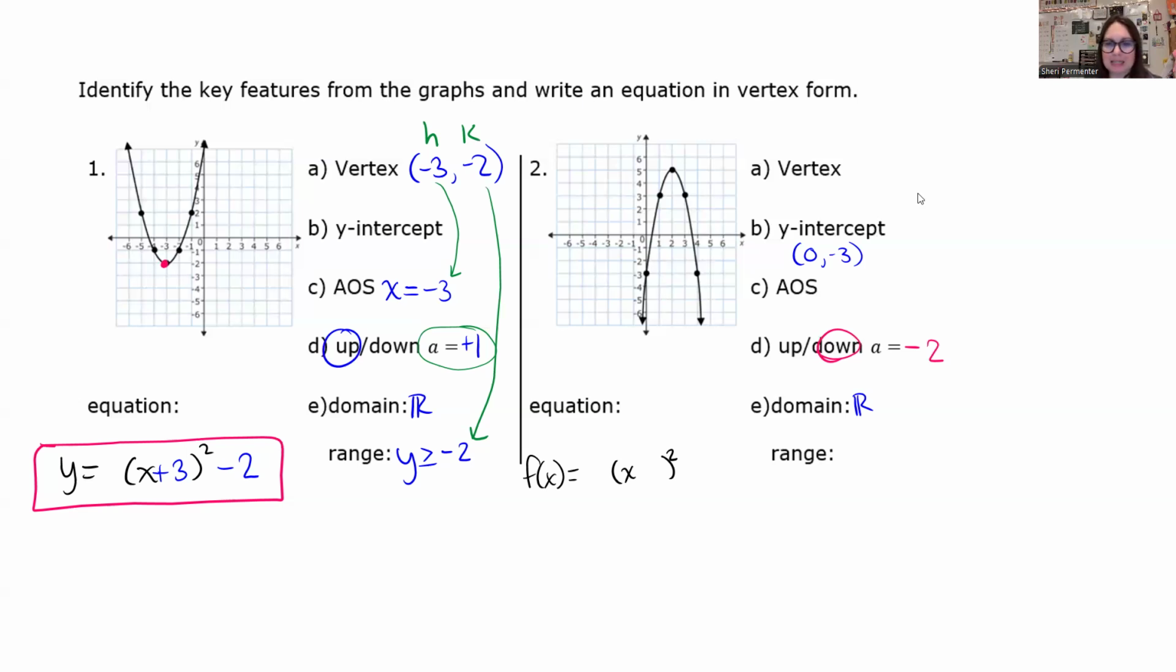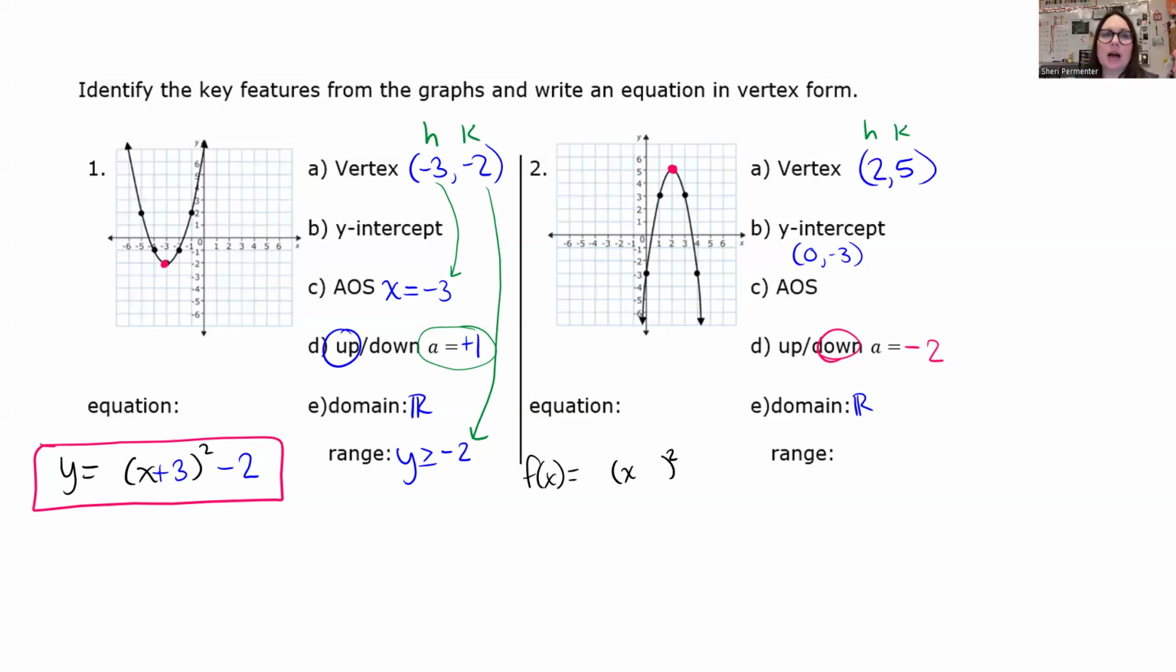For my second example, what's my vertex? 2, 5. So I actually have everything that I need to write my, yeah. Oh, I'm glad you said something.